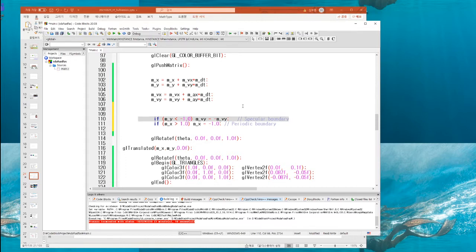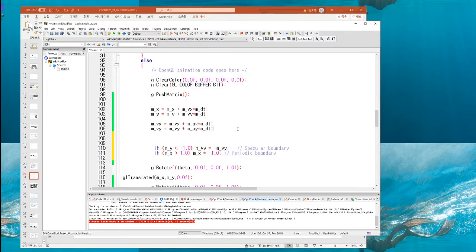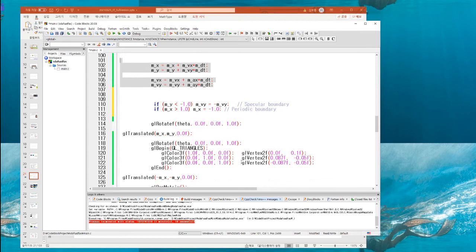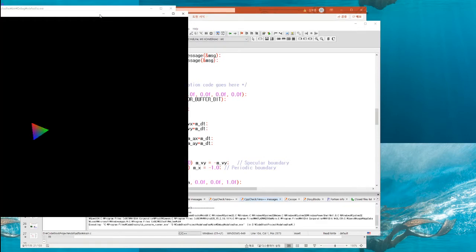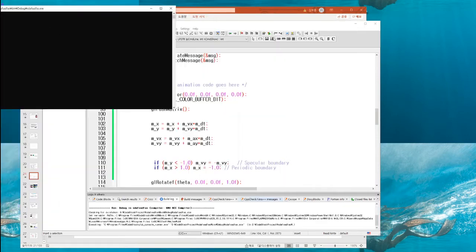Specular means it's reflective. So when the y position, the position along the vertical line, reaches the bottom, it will reverse its velocity. So it will bounce back. And when it reaches the right edge, it will disappear and reappear again from the left. That is similar to the periodic boundary condition. So this is just 2 lines. And with these 4 lines, that's it. The rest is really what's in there already, right? So when I compile this and now I run them, you are going to see the result screen in just a second.